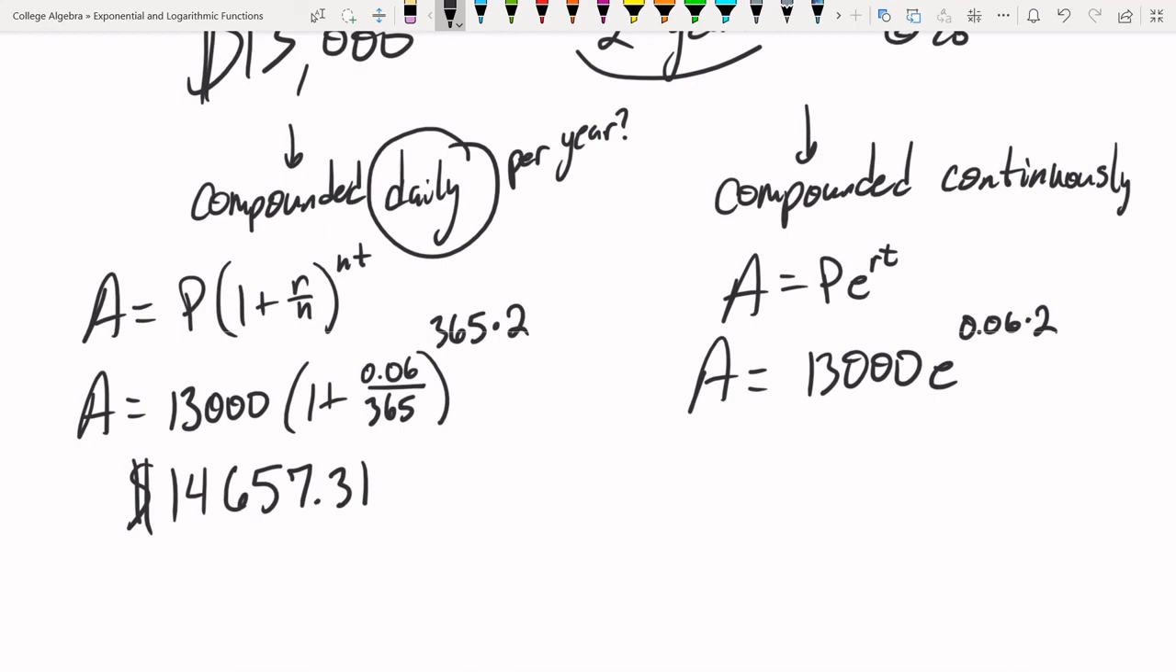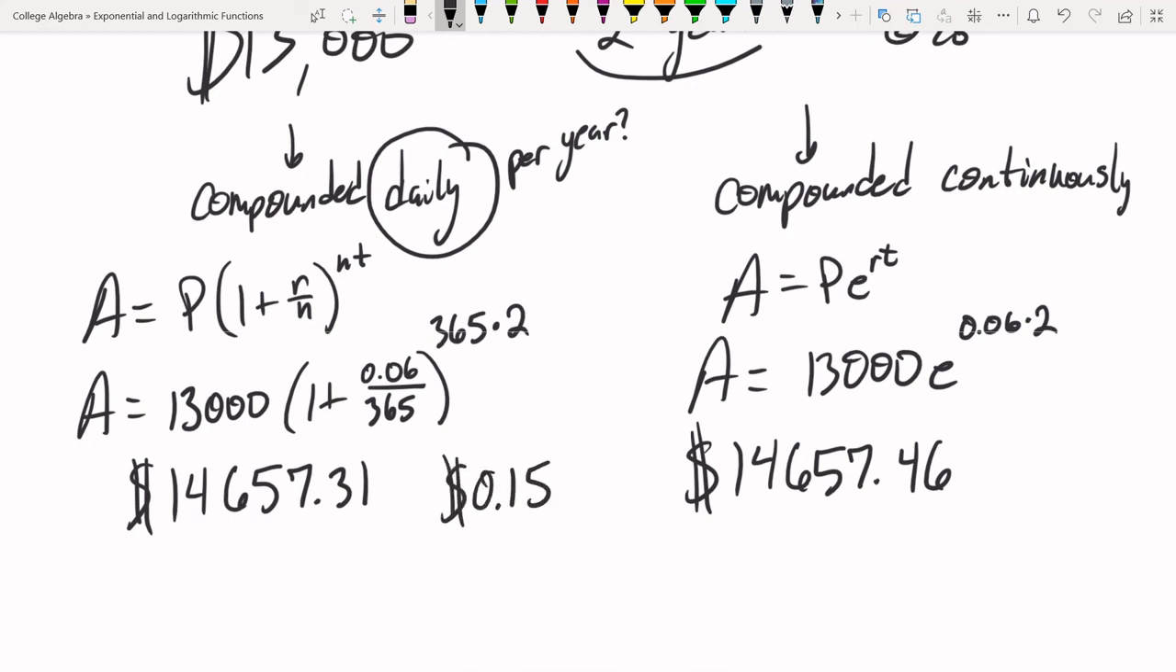The next one, .06 times 2 gives us 14,657.46. And you see the difference is a mere 15 cents. But the continuously compounding interest is more. That's because continuously compounding compounds more often than the daily compounding.